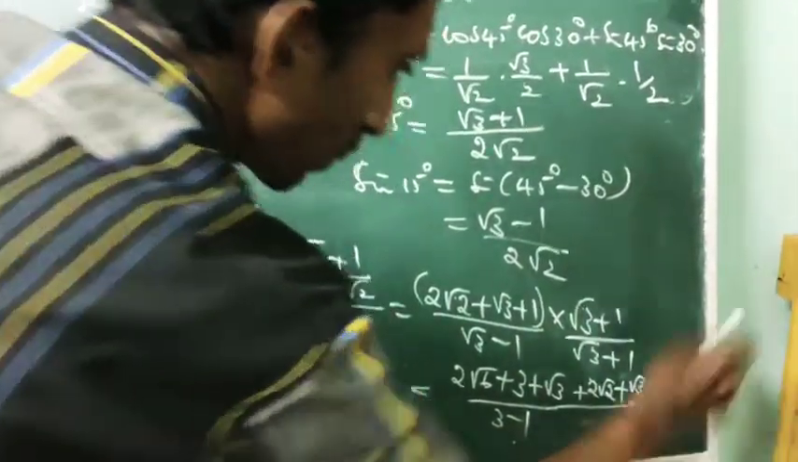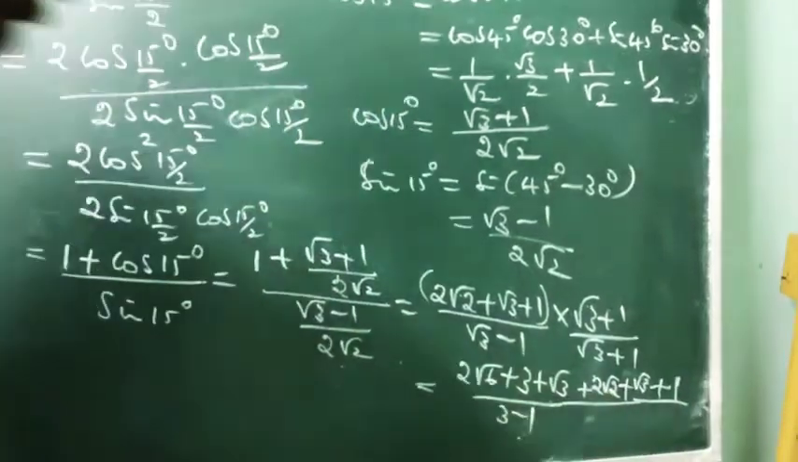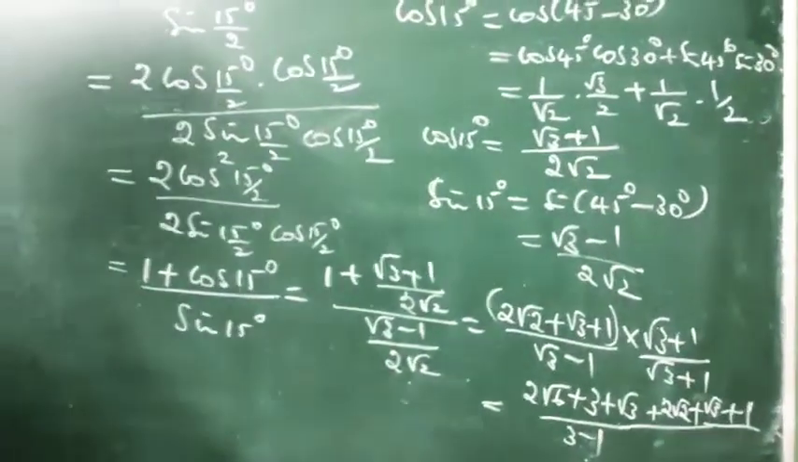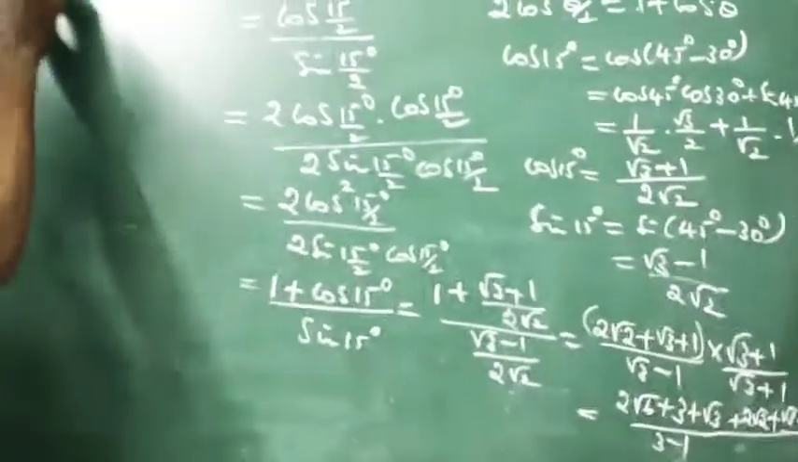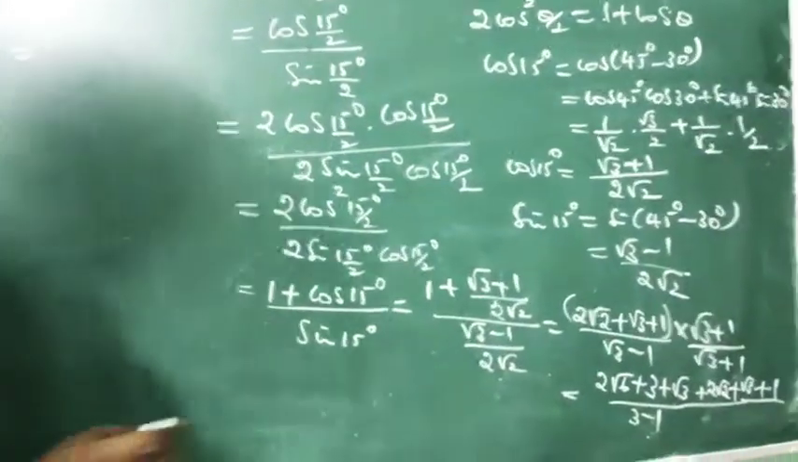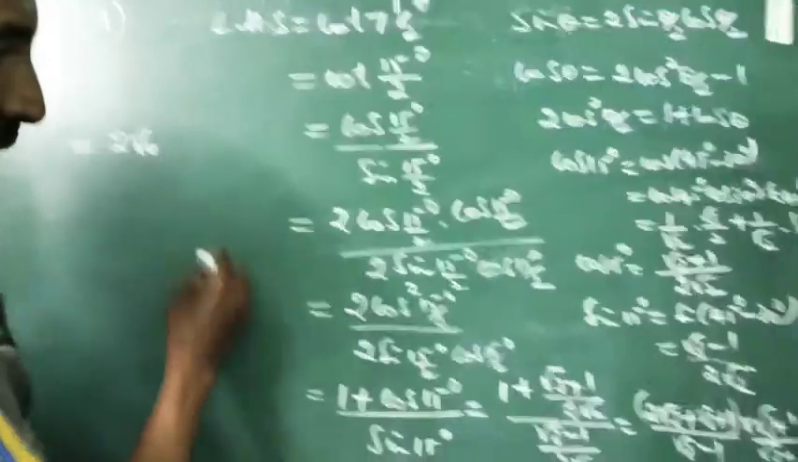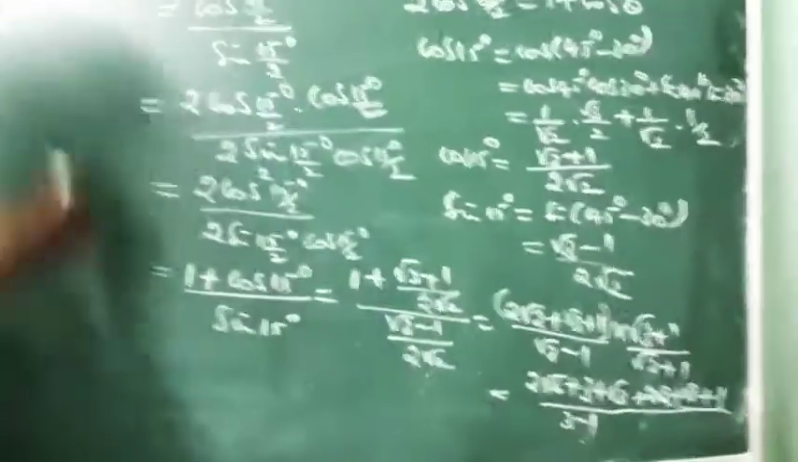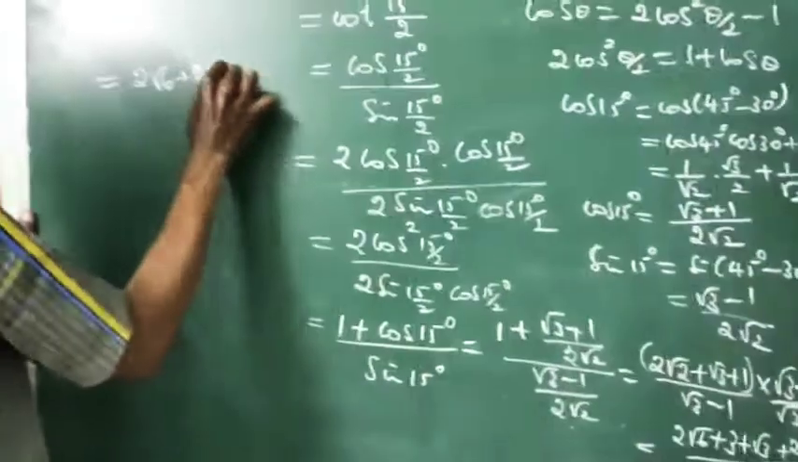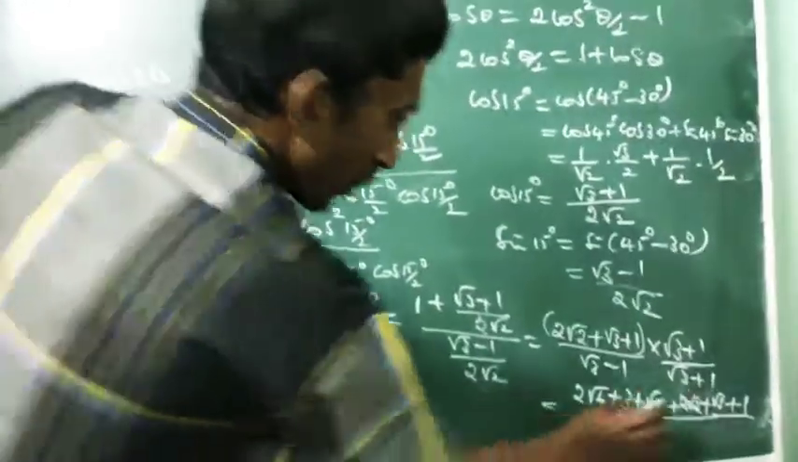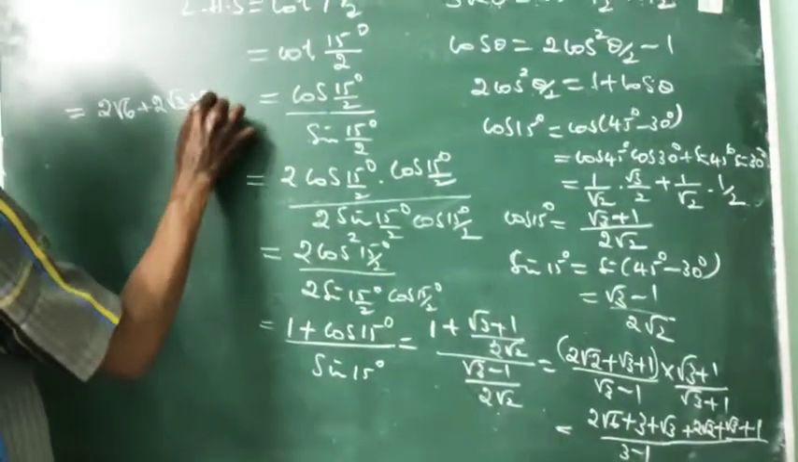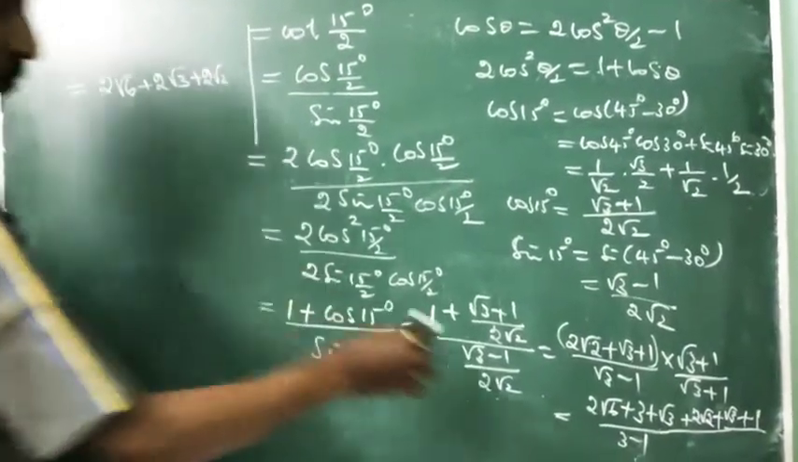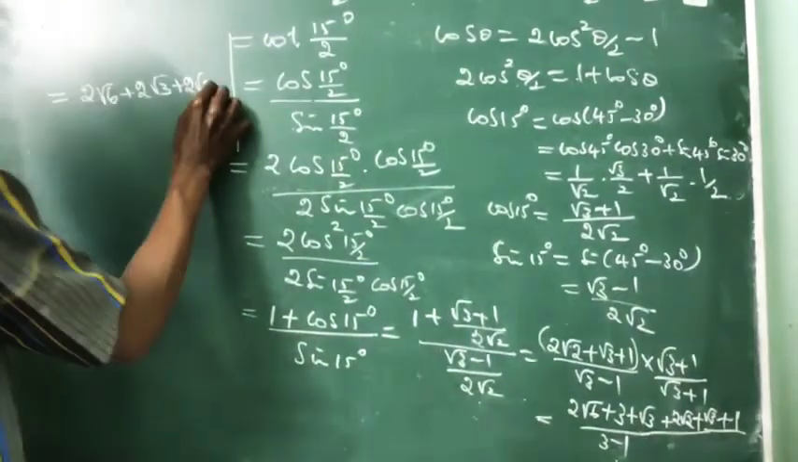Plus 1 into 1, 1. Okay. So my dear student, listen here. I am writing here. First term 2 root 6. Second, root 3 plus root 3, 2 root 3. And 2 root 2. Last term 3 plus 1, 4.